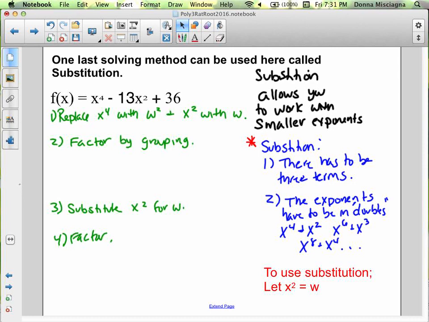All right, so step number 1, and I believe these steps are in your notes already. If not, they'll add those in. Step number 1 is we're going to replace x to the 4th with w squared and x squared with w. Now, why are we replacing x to the 4th with w squared?